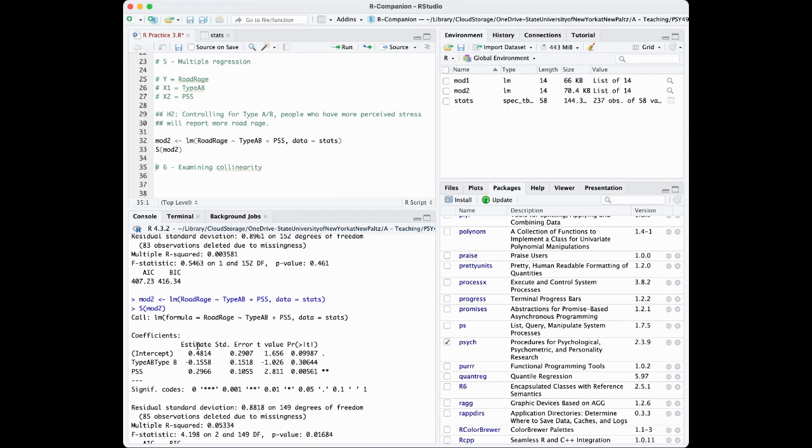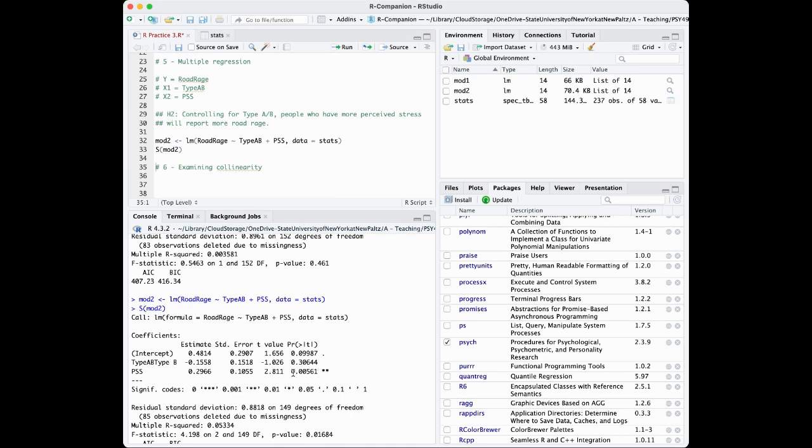What about the new variable? What about our hypothesis about here, controlling for type A, B? People who have more perceived stress will report more road rage. Well, that's supported. If we take two people who are the same level, either type A or type B, so they're both type A or they're both type B, a 1 unit increase in perceived stress, which is a 1 unit increase on a 5-point scale, say from 2 to 3 or 3 to 4, will be associated with an increase in predicted road rage of 0.2966. So almost a third of a point from never to rarely, or rarely to sometimes.